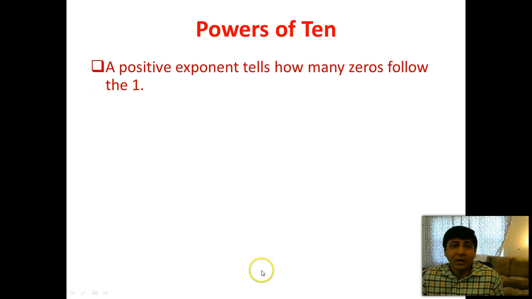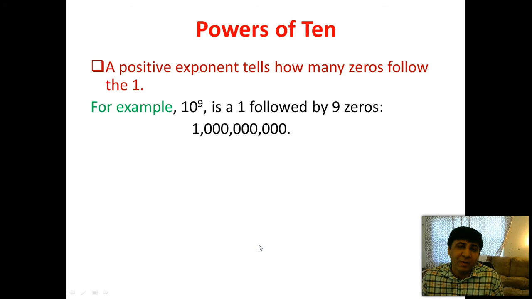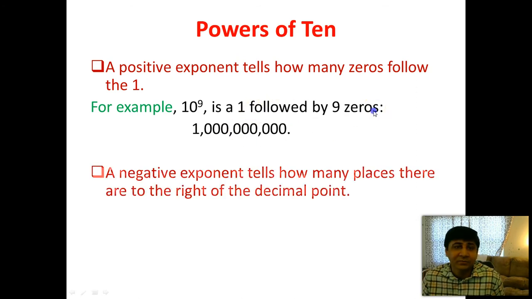Let's look at powers of 10, because that will be an important piece of our scientific notation. A positive exponent tells us how many zeros follow the 1. For example, 10 to the power 9 basically means 1 followed by 9 zeros. If you want to write it explicitly, it will be 1 and then 9 zeros.